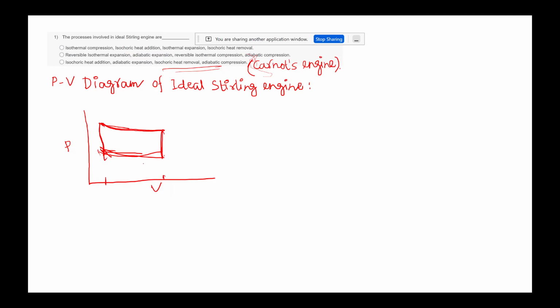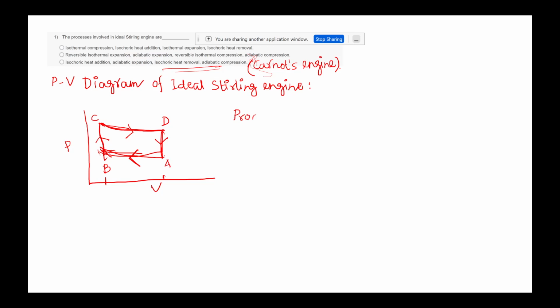First is isothermal compression, which means V decreases. Then isochoric heat addition, so there will be some heat addition because P is changing. Then isothermal expansion. Then isochoric heat removal. So this is the ideal Stirling engine. Just name these points A, B, C, D.